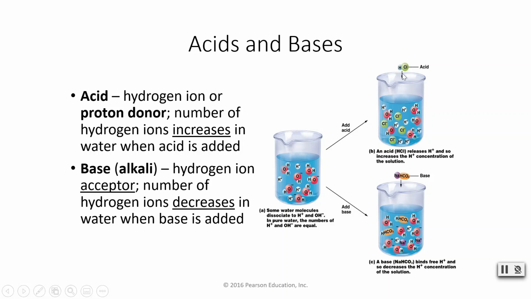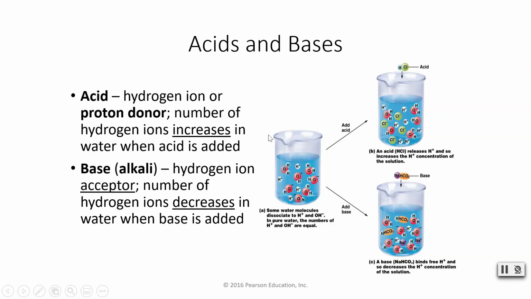So if you look at this molecule, HCl, when we put that into water, it dissociates, it breaks apart into chloride ions and hydrogen ions, H pluses. So if we were to add these up, you would have quite a few hydrogen ions. You would have more hydrogen ions than you would hydroxide ions.